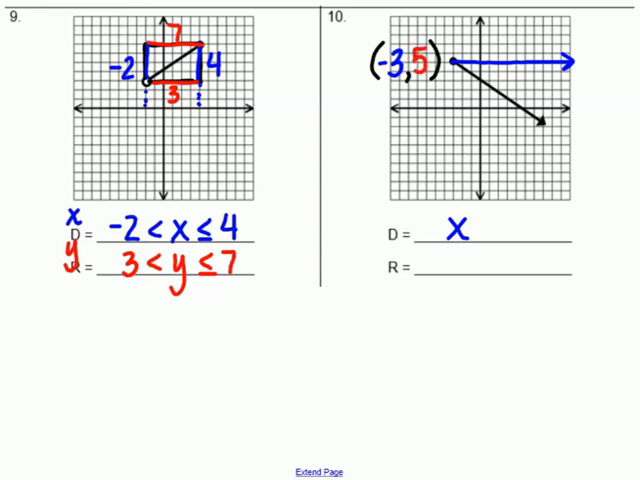Okay, so x gets bigger than -3, and I've got a filled in circle, so it's also equal to. Okay, notice that this arrow is going down, and as y goes down, it gets smaller than 5.